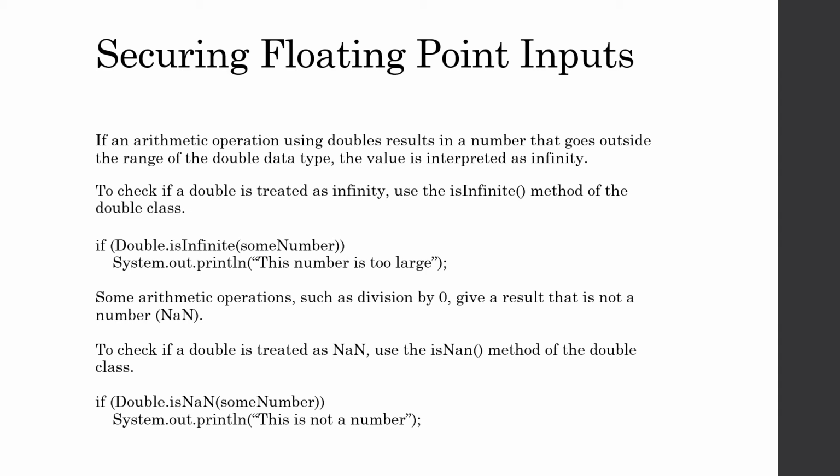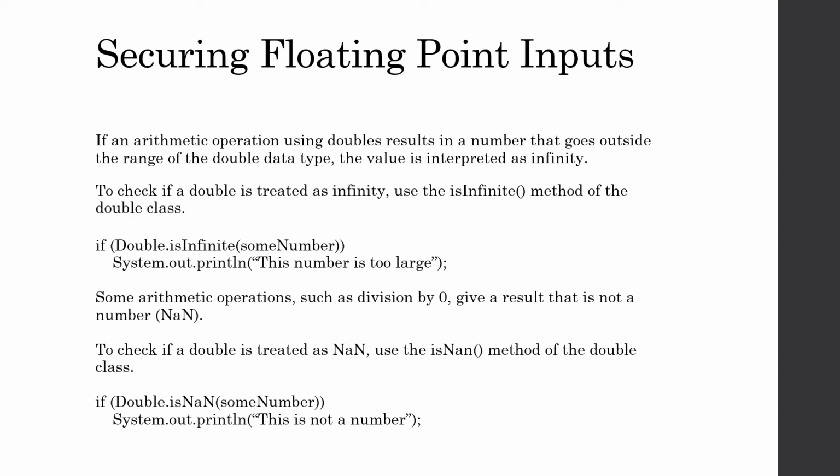And so the way that we can check this to see if it's being treated this way is by using the isInfinite method of the double class. So we can see an example right here. We're saying double.isInfinite and then some number that we want to go ahead and check, and we're going to do system.out.println. This number is too large.